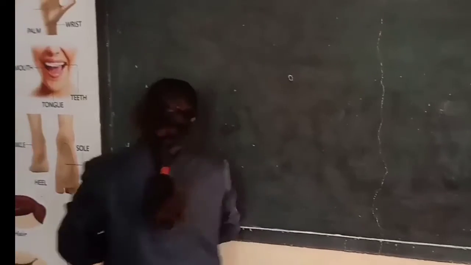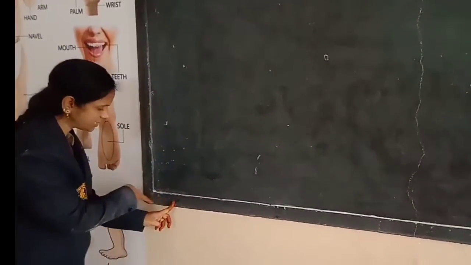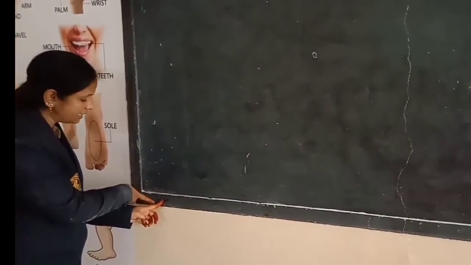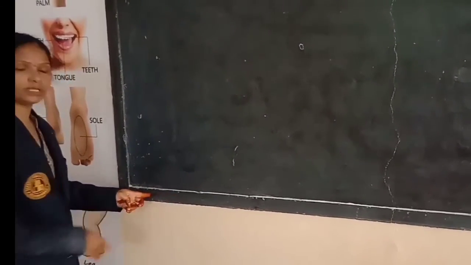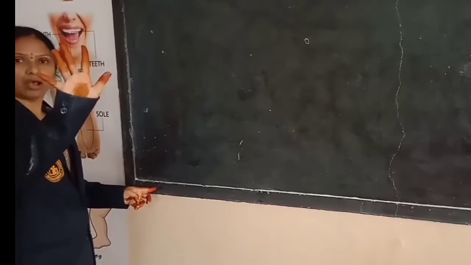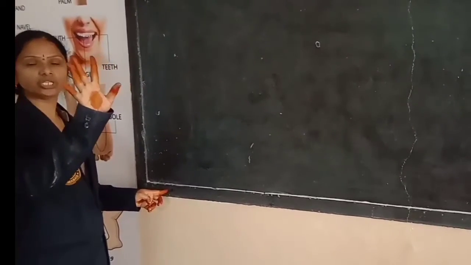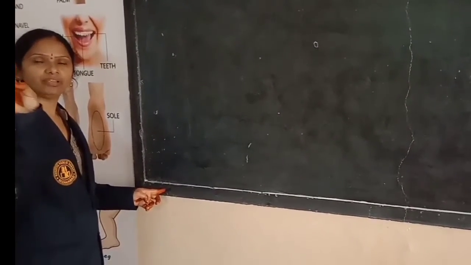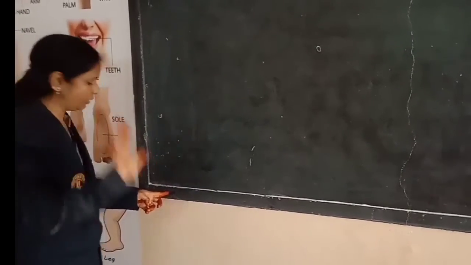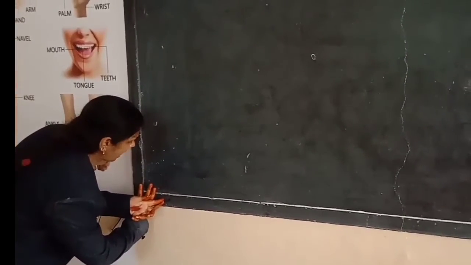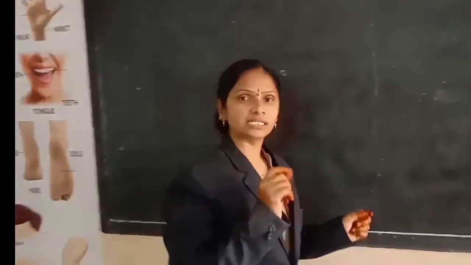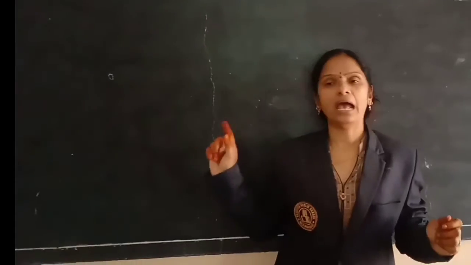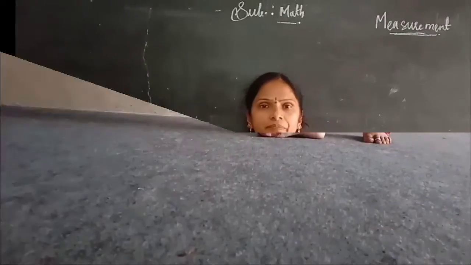6 cubits. Children, after 6 cubits some more distance is there to measure, lesser than a cubit. Here we take the hand span. Already I told you, hand span means the distance from the little fingertip to the thumb fingertip. Here we are getting 1 hand span. The length of this board is 6 cubits and 1 hand span.